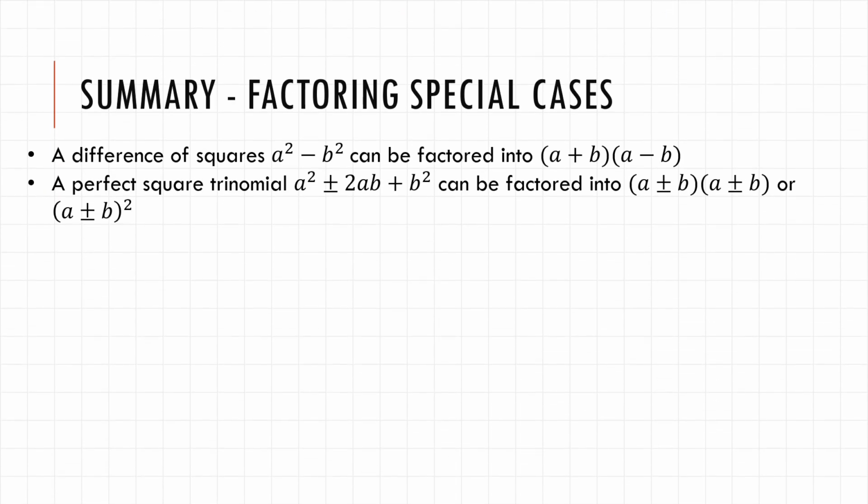If the sum product rule fails you, you might want to look at whether or not the expression is a special case of quadratics. So if it looks like a squared minus b squared, well, that always factors into a plus b and a minus b.